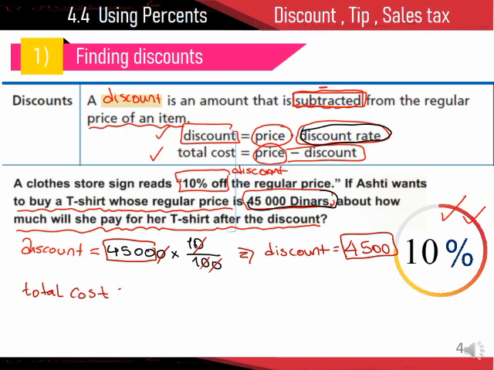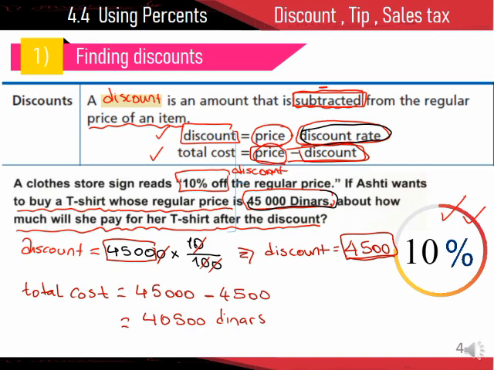Total cost is equal to the price. The price is 45,000 dinars minus discount. Discount, we found it before, is equal to 4,500 dinars. So in here, 45,000 minus 4,500 is equal to 40,500 dinars.